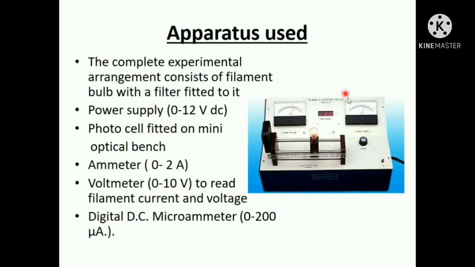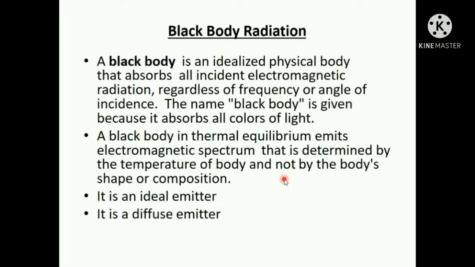The experimental setup consists of a filament bulb with a filter fitted to it. To give supply to the filament, we have a power supply of 12 volt range which is fitted inside this. A photocell is fitted on the mini optical bench. To measure the current and voltage of the filament, we have an ammeter of 2 ampere range and a voltmeter of 10 volt range. To measure the photocurrent, a digital DC microammeter of 2 microampere range is connected.